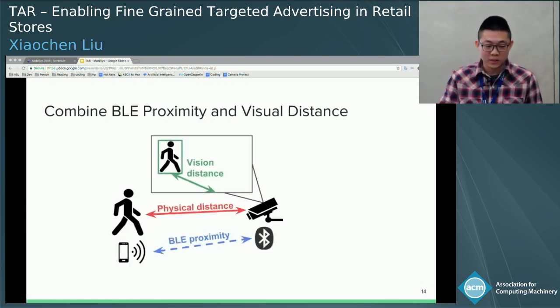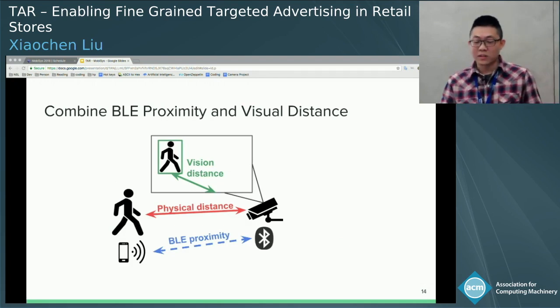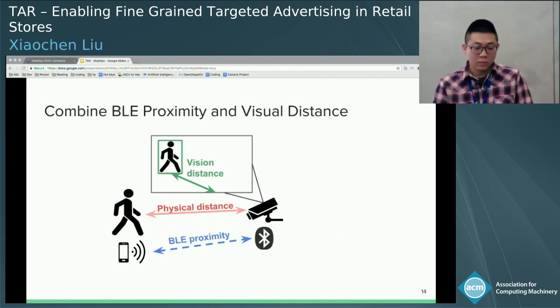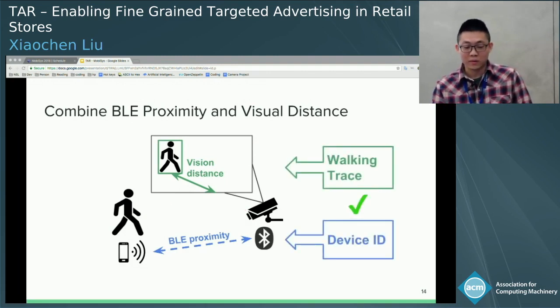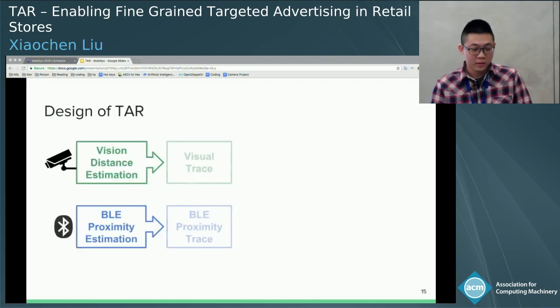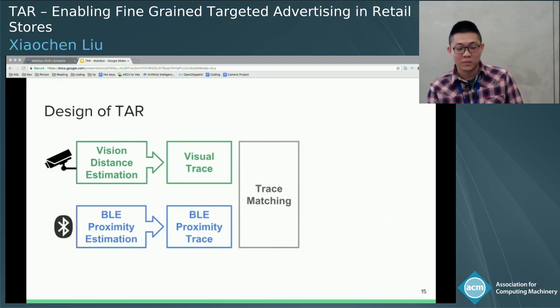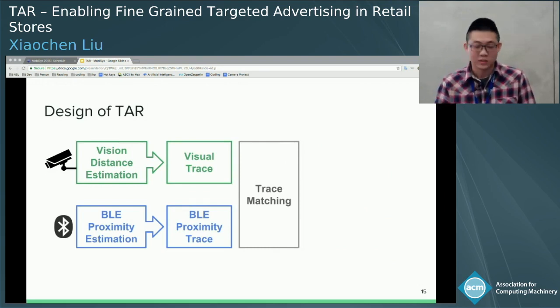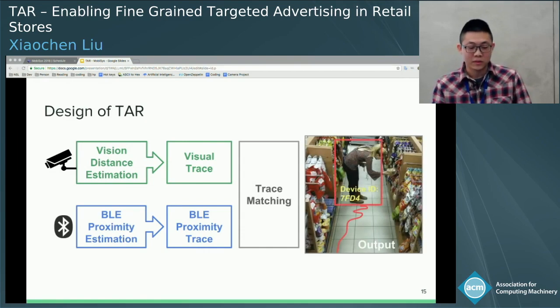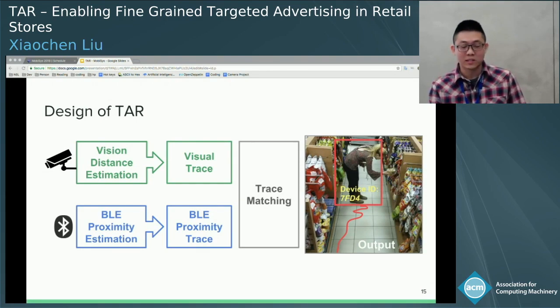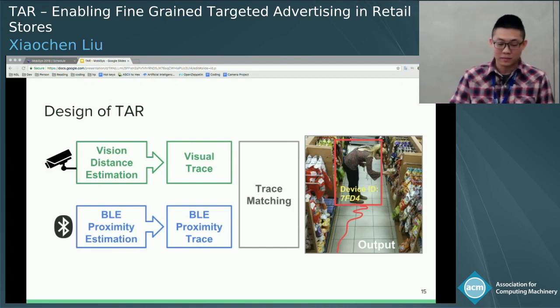Now we have BLE proximity and visual distance, both of which are similar to the actual distance. So we no longer need the actual distance. For BLE, we can use the UUID for identification, and from the vision, we can get the walking trace. So problem solved. Then we created the basic logic of TAR. It extracts both data and uses the trace matching metric to associate two traces for the same person. Here is an example from the surveillance camera. With TAR, we can track her movement associated with her device ID. With this information, we can provide similar services as online shopping.